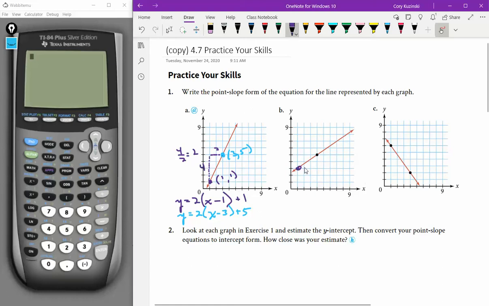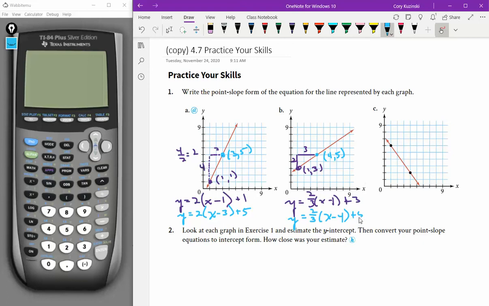The coordinates of this point are (1, 3), and our slope is up 2 over 3, 2/3. So our equation will be y equals 2/3 times x minus 1 plus 3. Or we could use this point, which is at 1, 2, 3, 4, and 1, 2, 3, 4, 5, so (4, 5). And our equation would be y equals 2/3 times x minus 4 plus 5. One more.